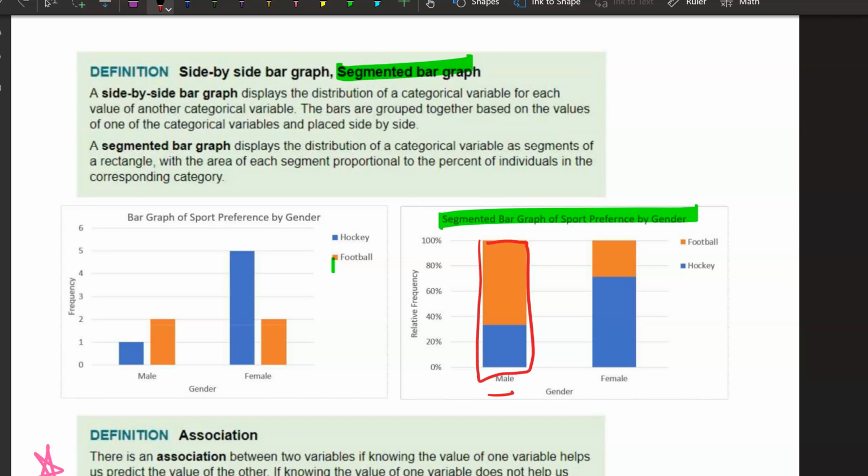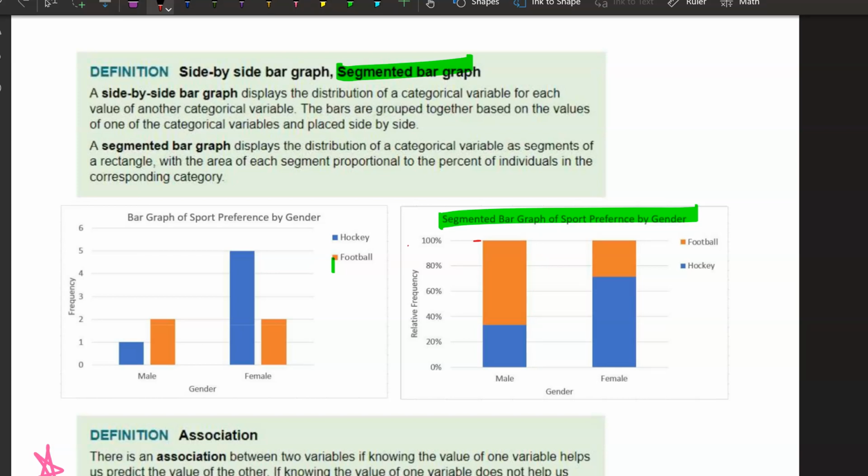This is the guys, and it's basically like a little pie chart, right? Where 33% like hockey and 67% like football. But for girls, 29% like football and 71% like hockey. So these are like little vertical pie charts, if you will. These will always go up to 100% because this is relative frequency, and I'm looking at all the categories that make up the guys, if you will. Okay.